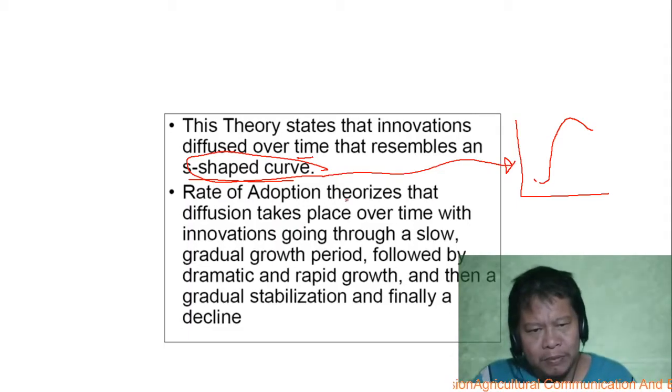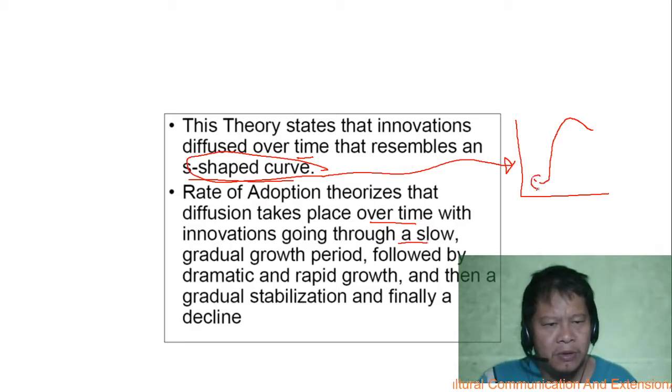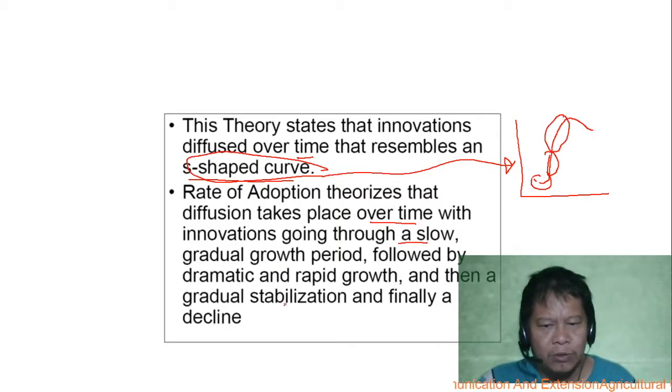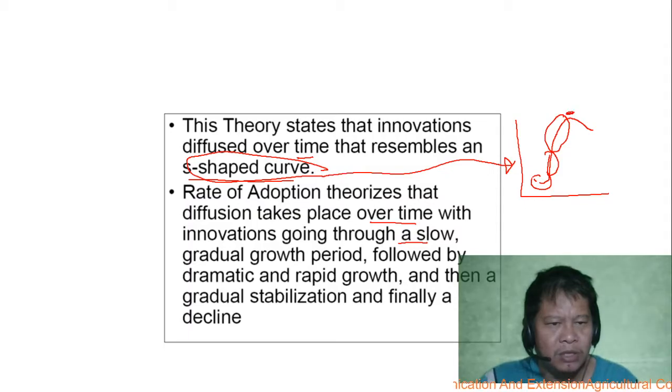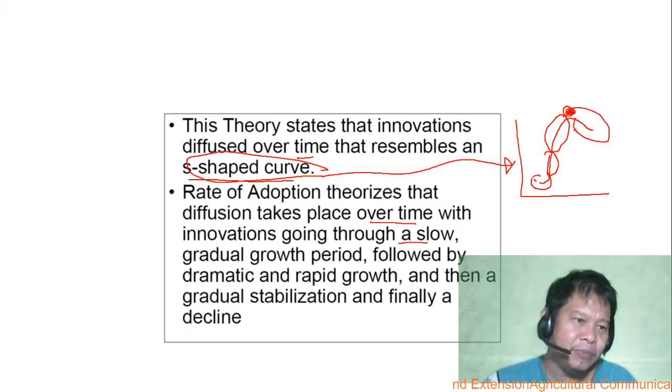The rate of adoption theorizes that decision takes place over time, with innovations going through a slow start, primero slow, hinay pa. Slow ang adoption, then gradual growth of adoption, and rapid growth, daghan kaayo ang ni-adapt, and then gradual stabilization, stable, okay? And finally, decline. Hangtod ang uban is mo decline.